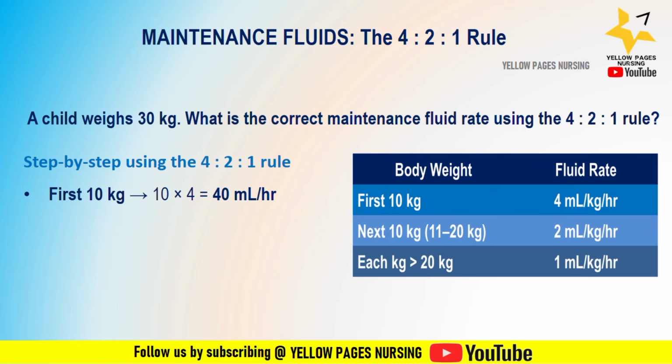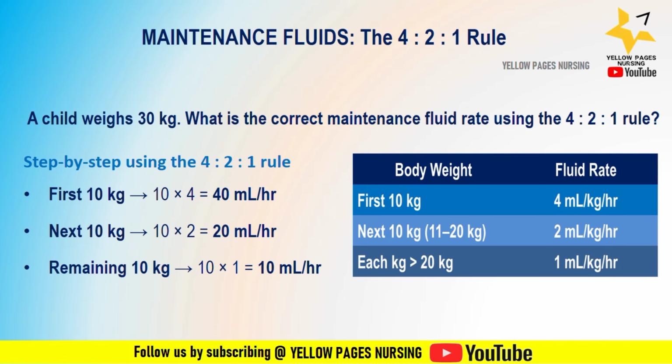And for the next 10 kilograms using the rule, the fluid rate will be 2 ml per kilogram per hour until it is 20 kilograms, and hence we multiply 10 by 2, which gives 20 ml per hour. And for the remaining 10 kilograms, using the rule, the fluid rate will be 1 ml per kilogram per hour for each kilogram, and hence 10 multiplied by 1 will give 10 ml per hour. So altogether, the maintenance fluid will be 40 plus 20 plus 10, which gives 70 ml per hour.